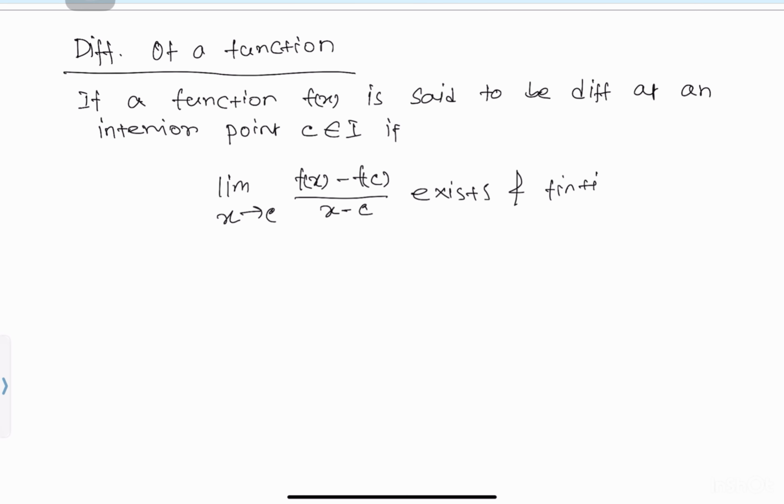Clear? Sorry, what I wrote here? Finite. So this limit must exist and be finite. And what is the meaning of this limit? Whenever a limit exists, the left hand limit and right hand limit must be equal. So this is also denoted as f dash c. Clear? So this is the mathematical way you can define the differentiability of a function.